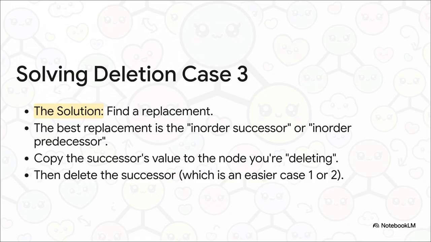You copy that value into the node you want to get rid of. Then you just delete the successor from its original spot, which is now a much easier case 1 or case 2 deletion. It's a brilliant little shuffle that keeps the whole tree perfectly valid.